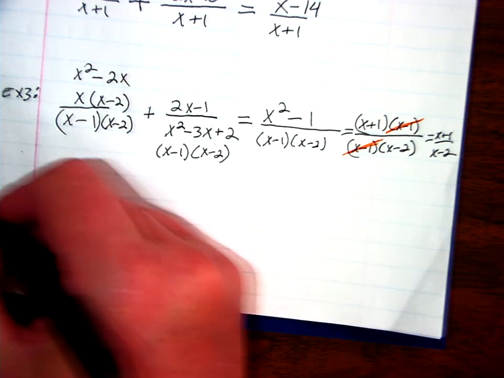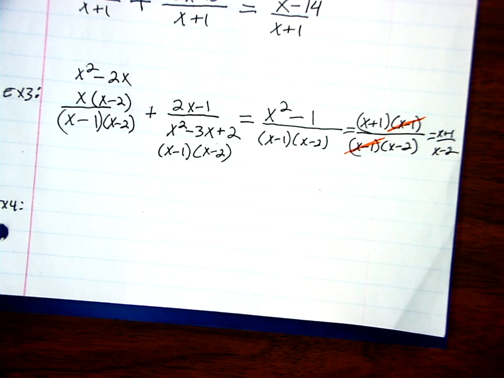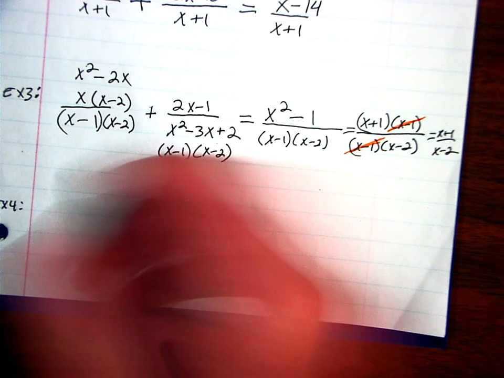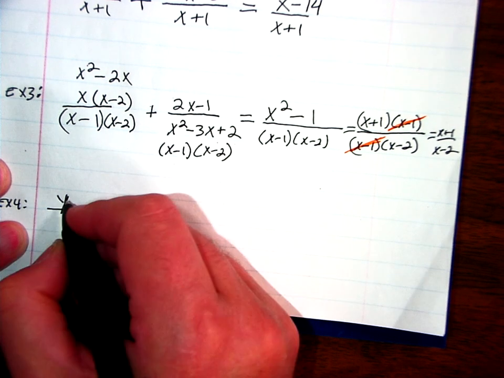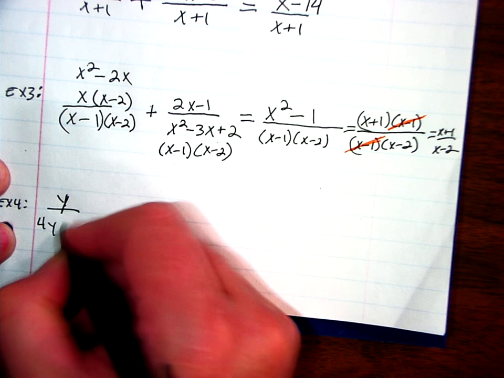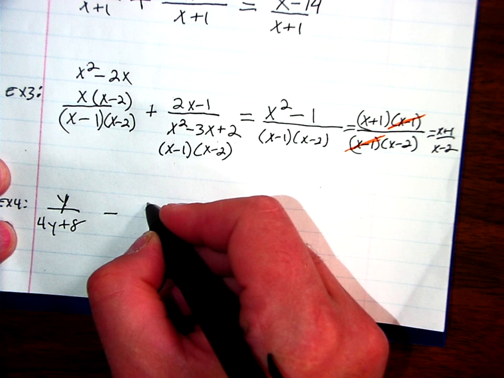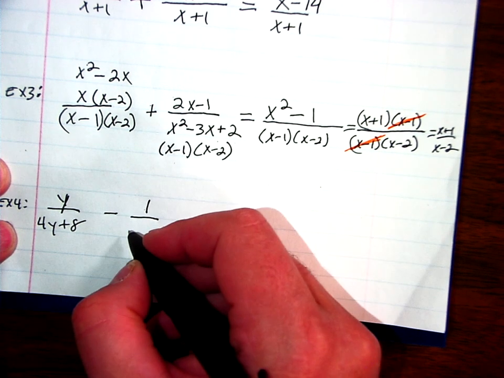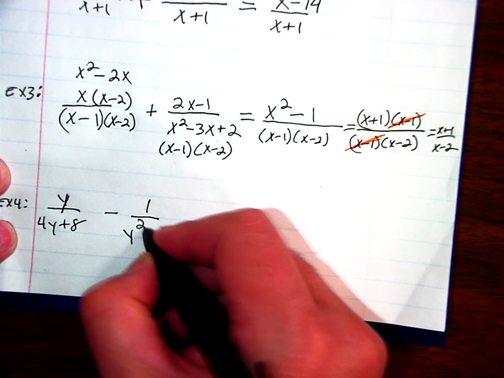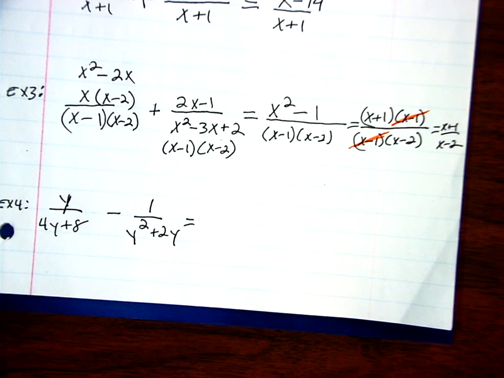All right, example 4, last one. All right, here we go. It is y over 4y plus 8 minus 1 over y squared plus 2y. We have to reverse engineer this.